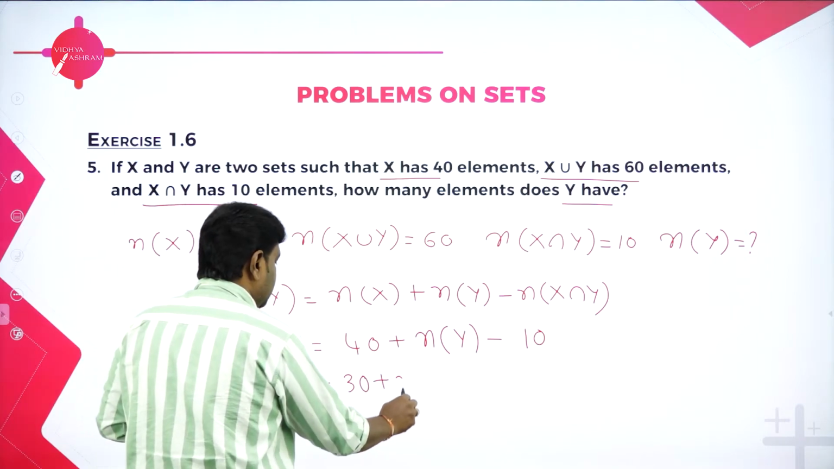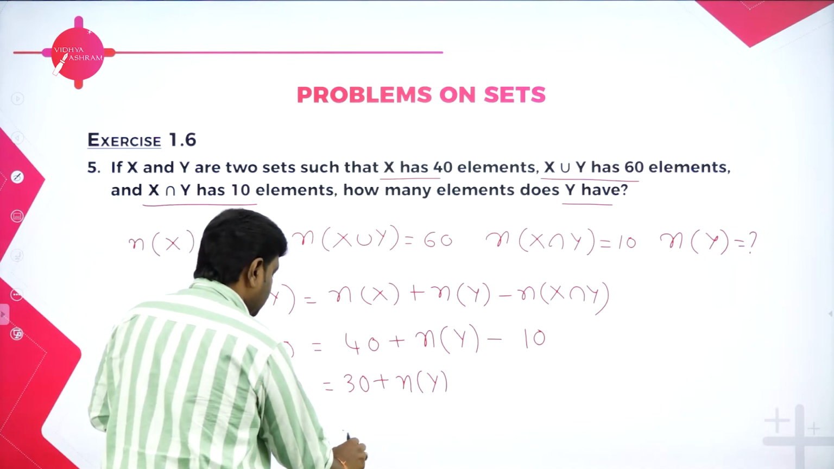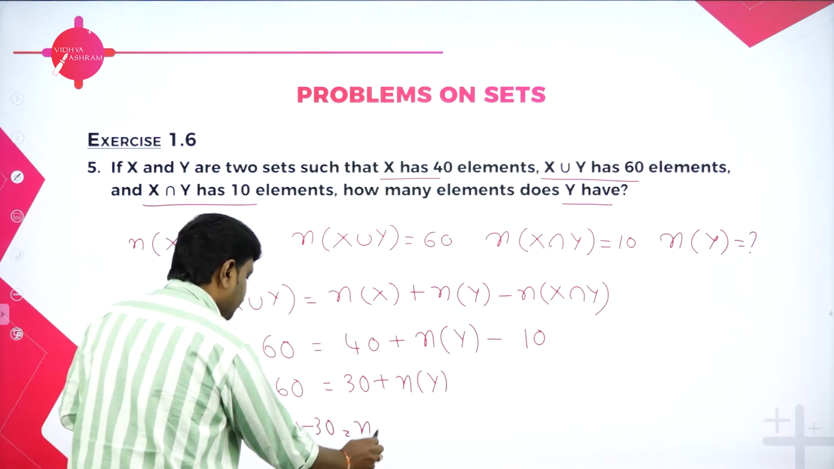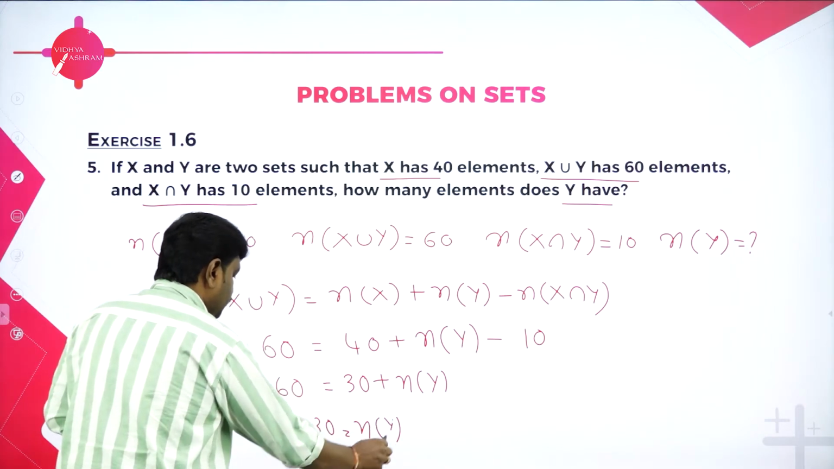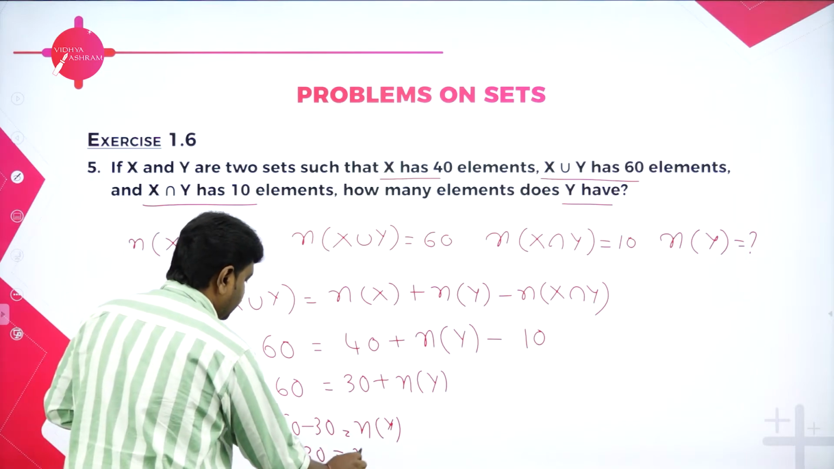Rearrange. 40 minus 10 is 30. 30 plus N of Y is 60. We need N of Y. So bring 30 to this side. 60 minus 30 is N of Y. So the number of elements in Y is 30. Got it, N of Y is 30.